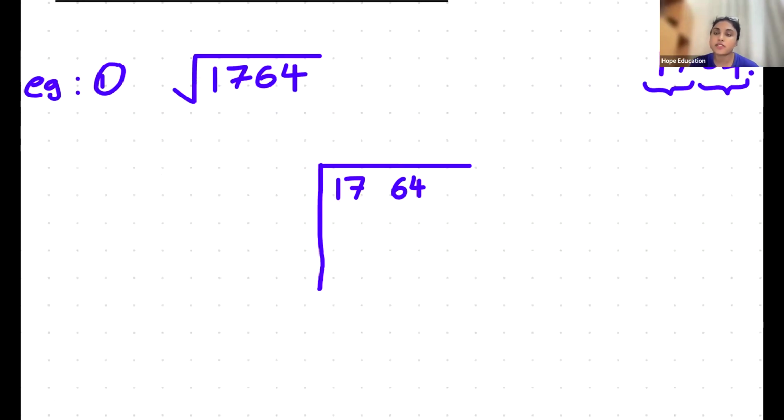Is 17 a perfect square? No. Then what is the perfect square before 17? 16. Yes, the perfect square number before 17 is 16. What is the square root of 16?